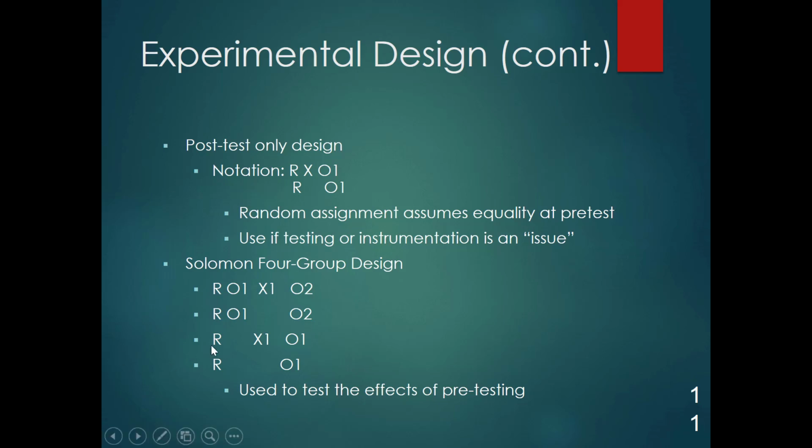There are 4 groups. The first one has observation 1, then they get the intervention, and a second observation, right? Pre-test, post-test. The second group also gets a pre-test, no intervention, and then a post-test. The third group does not get a pre-test, they get the intervention, and they do get a post-test. And with the last group, again, there's no pre-test, there's no intervention, but there is a post-test.